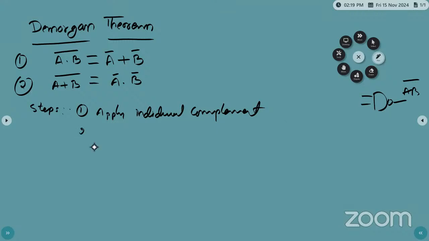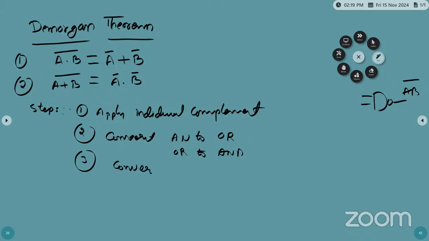Now the second step is convert AND to OR and OR to AND. And next one, convert 0 to 1 and 1 to 0. Using these three steps, we can get any De Morgan theorem.